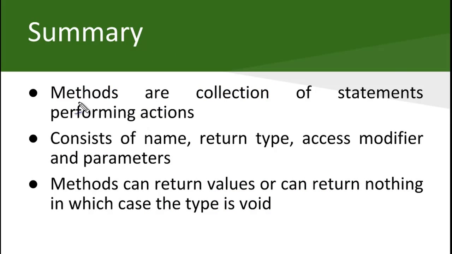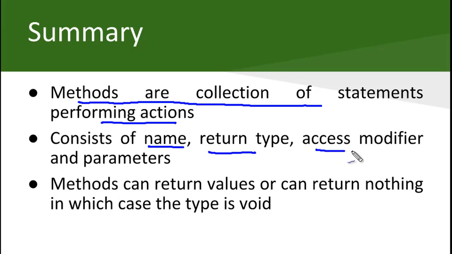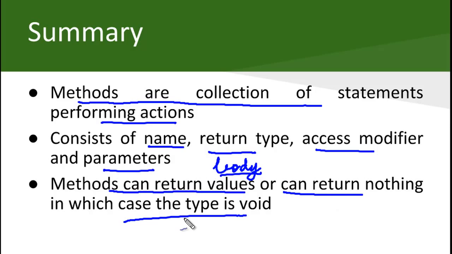So let us summarize what we learnt. Methods are basically collections of statements and they perform some action. They consist of the name, return type, access modifier, parameters, and the most important part, the body. Methods can return values and can return nothing, in which case the type is void. And remember, when a method is called, the program control is passed from the method from where it is called to the method which is invoked. And when that method stops executing or returns something, the program control goes back to the method from which it was called.